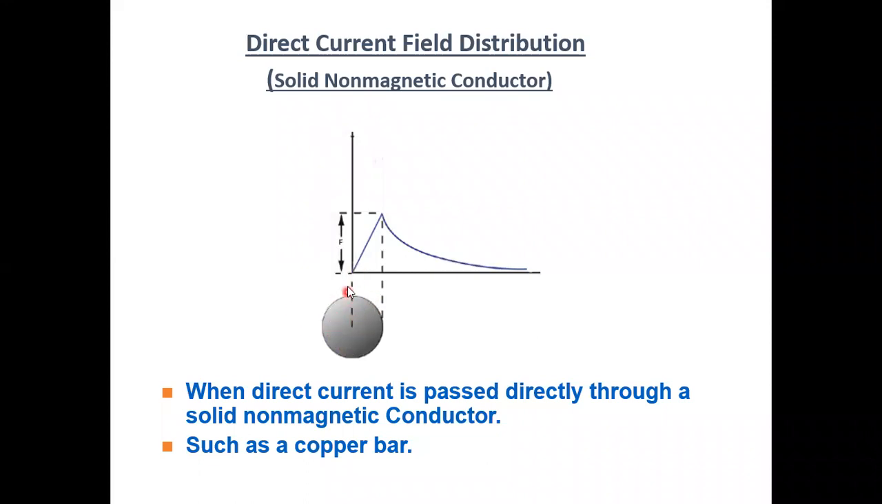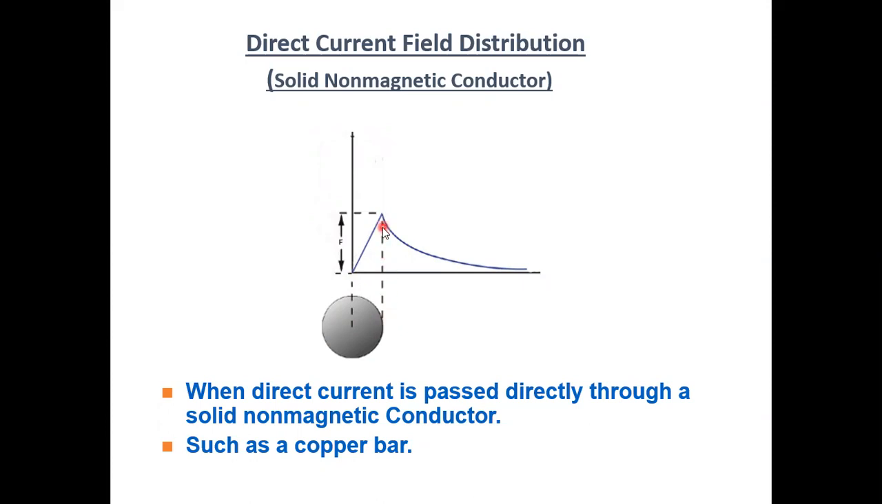Now this is the conductor. This horizontal axis represents the distance from the center of the conductor, and this vertical axis gives the magnetic field. If we are applying current to this non-magnetic conductor, then the magnetic field increases, and we get the maximum at the surface of the conductor. Whenever we apply current to a non-magnetic conductor, the magnetic field will be maximum at the surface of the conductor.